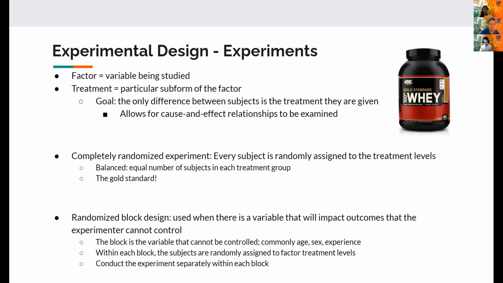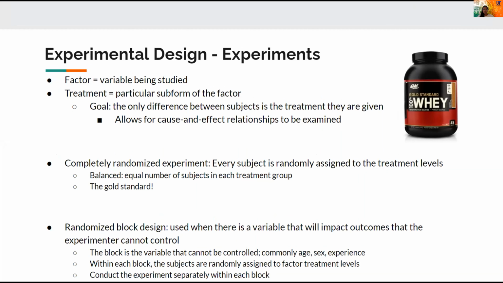And this is used when there's a variable that can confound with any of the data that they're trying to collect, and the experimenter typically cannot control that. And this is commonly seen in age, sex, or experience. And within each of the blocks within the randomized block design, the subjects are randomly assigned to the treatment or the factor treatment levels. And basically, the experiment is conducted separately within each of these blocks.